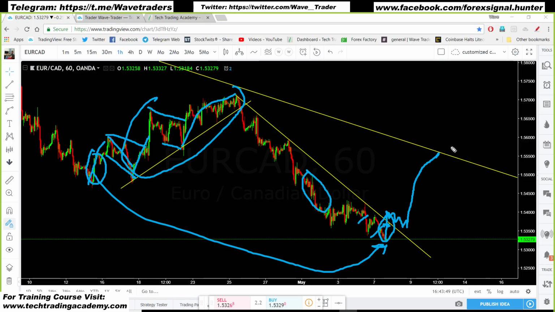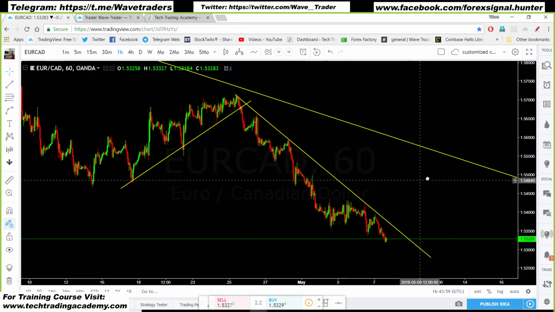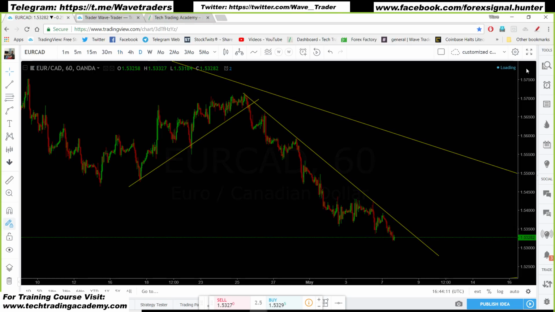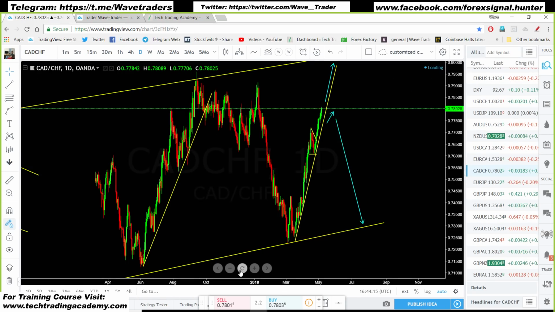Because at some point you're going to see that correction. So make sure you sell the Euro CAD at current price with care, because there is no setup for more downside on the Euro CAD. It has to correct back, then there's going to be an opportunity for the continuation to the downside. Similar on the CAD CHF.